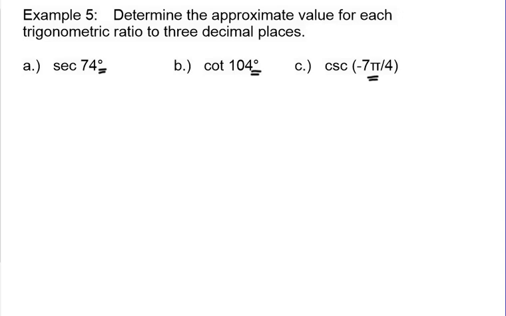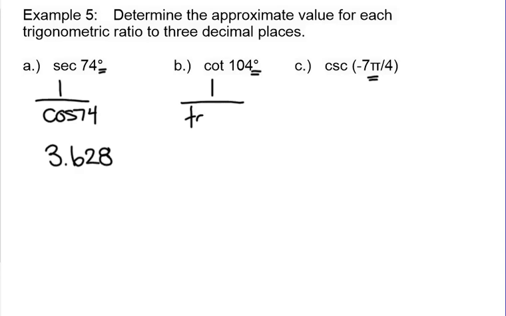So secant is the reciprocal of our cosine. So 1 divided by the cosine of 74. When you type that into your calculator, you get 3.628. Cotangent of 104. Cotangent goes with our tangent. So 1 divided by the tangent of 104, which is negative 0.249.